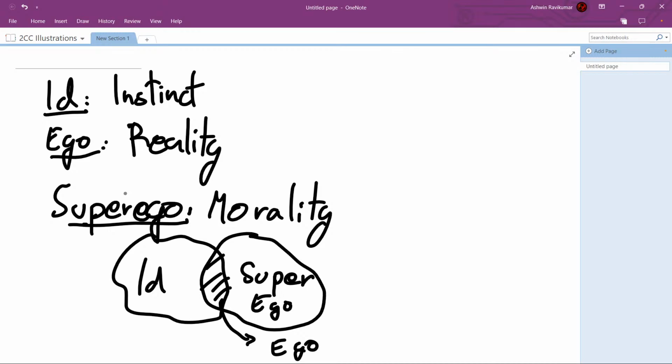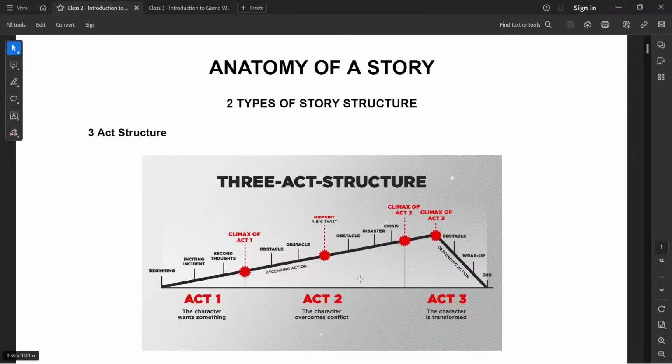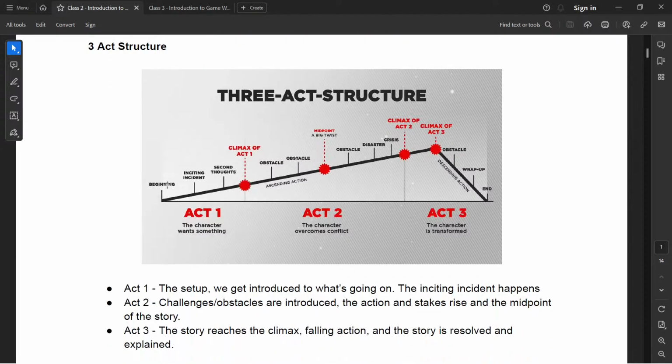Now we're moving on to the three-act story structure, which we were talking about a bit earlier. So let's just go into this. You have your three-act story structure. There are two types. One is three-act, and the other is called the five-act, but let's move with the three-act first.